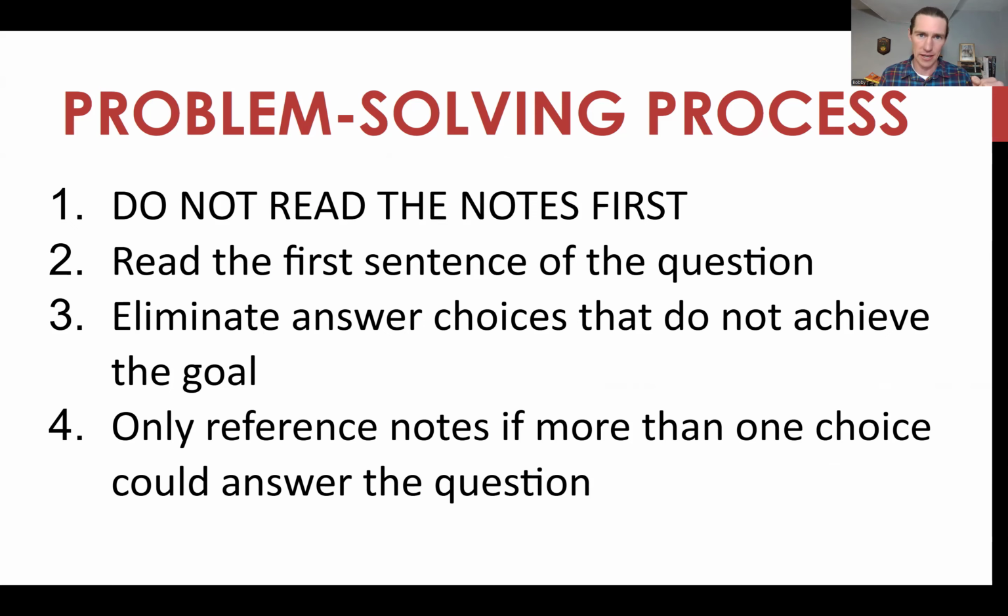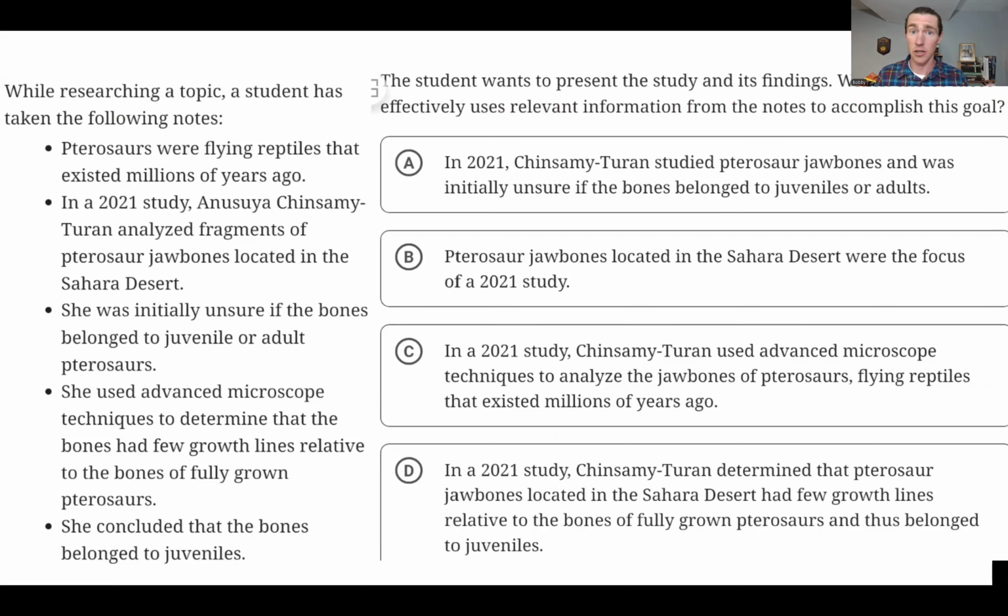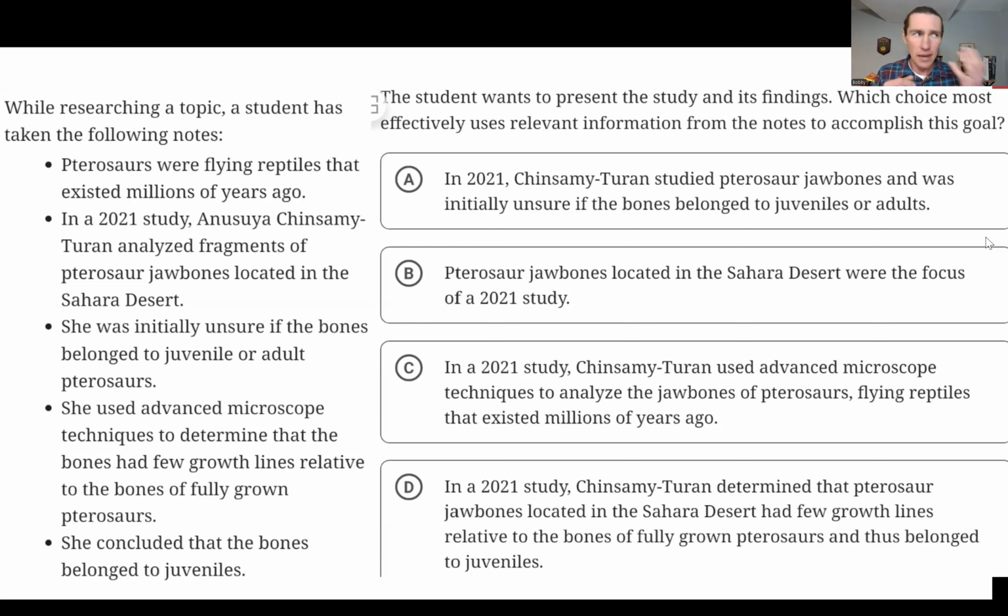Let's take a look at an example. Here's a question. Again, we do not read the bullet points first. Instead, we read the question. The student wants to present the study and its findings. So let's go to answer choice A. In 2021, this person studied pterosaur jaw bones and was initially unsure if the bones belonged to juveniles or adults. That presents the study, but not so much the findings. I don't know what they found from it. So A would be incorrect.